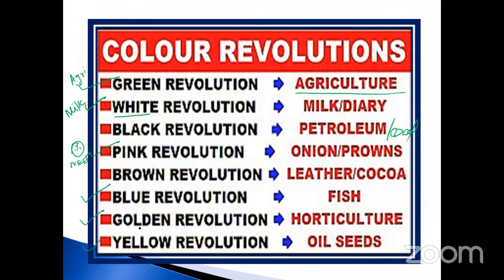This is very, very important, my dear student. This is also a NEET question. Golden also, they take turmeric as an example. Okay. Blue revolution, just note it down. This is a NEET question, my dear. In this session, don't miss it. Very, very important. Okay. Green revolution means agriculture. White revolution means milk. Black revolution means petroleum. Pink revolution, just note: onion, prawns. Brown revolution, leather and also cocoa. Blue revolution, fish. And golden revolution, horticulture. And yellow revolution, oil seeds.